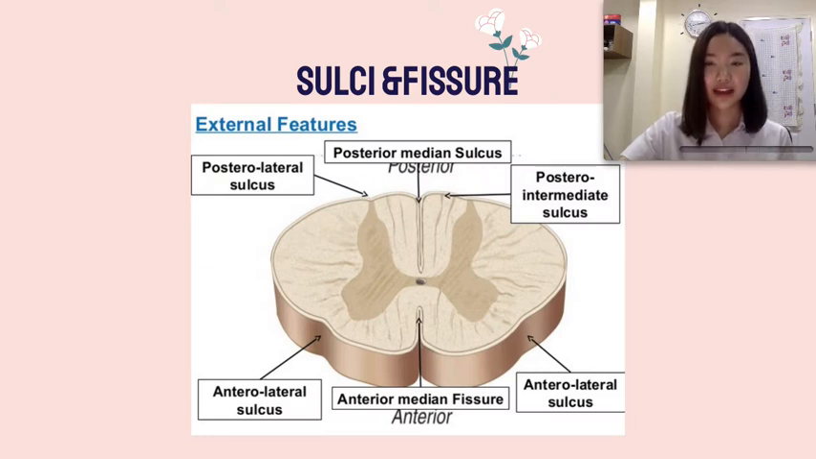Okay, so sulci and fissures. For the external features, you can see the anterior median fissure and posterior median sulcus, which separate the cord into left and right halves. The posterior lateral sulcus, at top left, is the attachment of the dorsal rootlets, and the anterior lateral sulcus, at bottom left and right, is the attachment of the ventral rootlets. The posterior intermediate sulcus, this top right area, is between the posterior median sulcus and the dorsolateral sulcus. It's very important because you can find it only from C1 to T6.